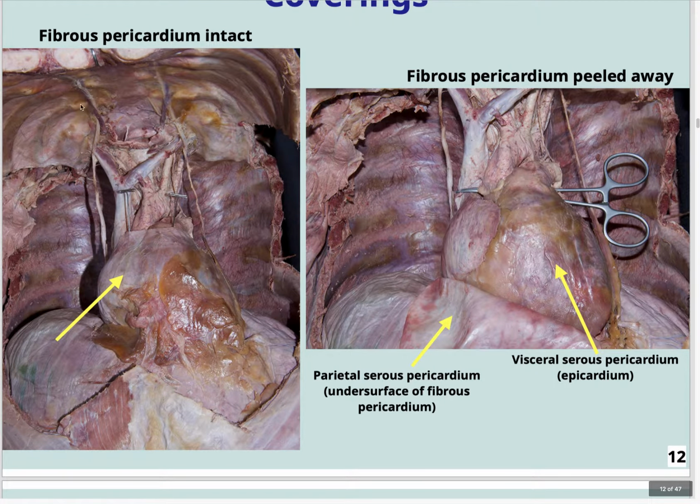So in this image, you see the fibrous pericardium intact around the heart. If you are to peel that away, this is the inner surface of that layer. This is now the parietal serous pericardium. Now, sitting right on top of the heart is the visceral serous pericardium, also known as epicardium.